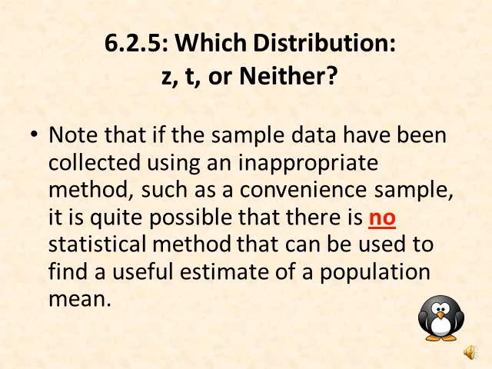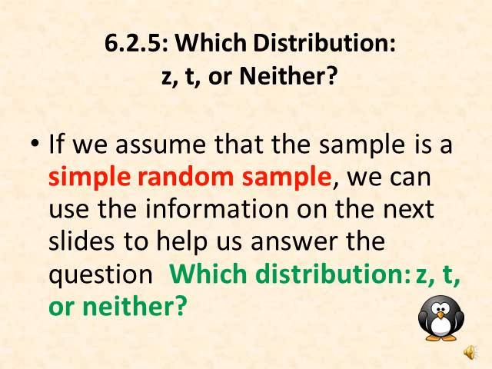Note that if the sample data have been collected using an inappropriate method, such as a convenience sample, it is quite possible that there is no statistical method that can be used to find a useful estimate of a population mean. If we assume that the sample is a simple random sample, we can use the information on the next slides to help us answer the question: which distribution, Z, T, or neither?